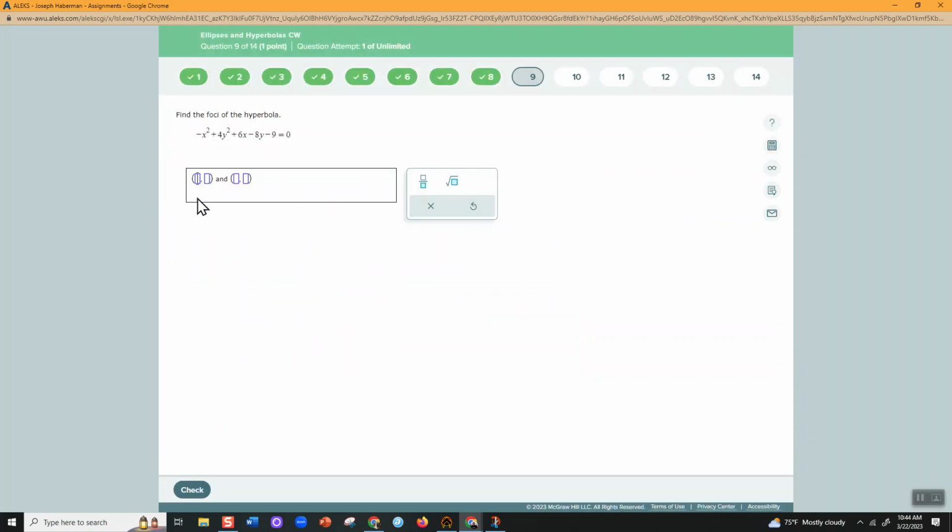So here, I'm going to get my 3. That doesn't change because, again, it's a vertical transverse axis. And I'm going to do 1 minus the square root of 17 and 1 plus the square root of 17.